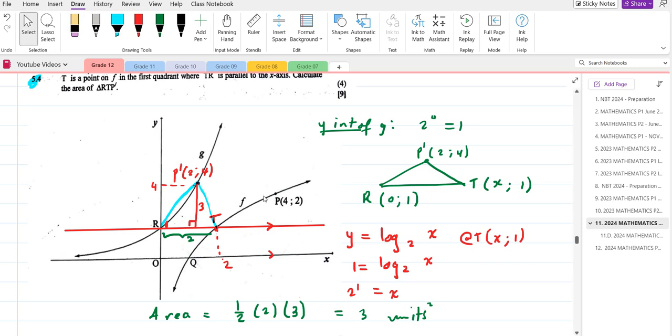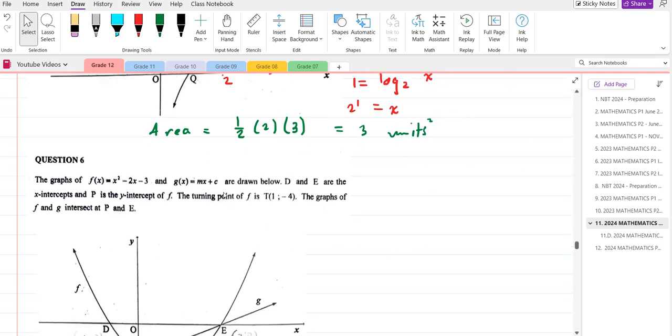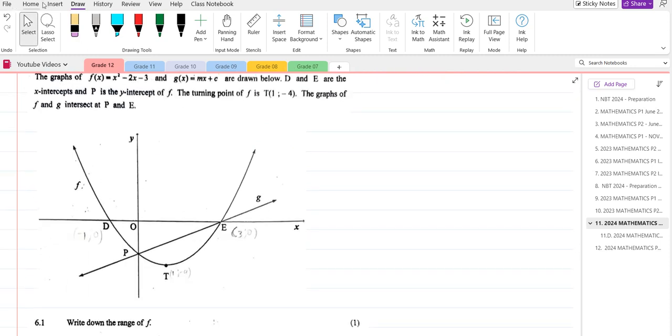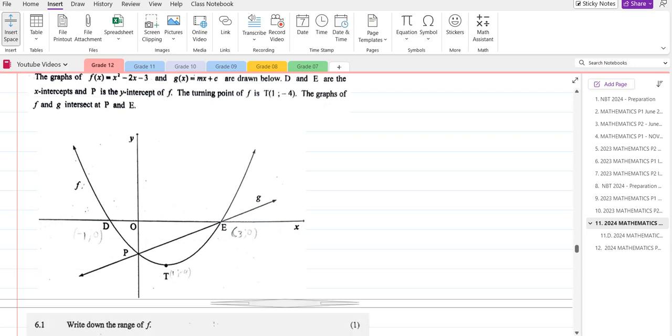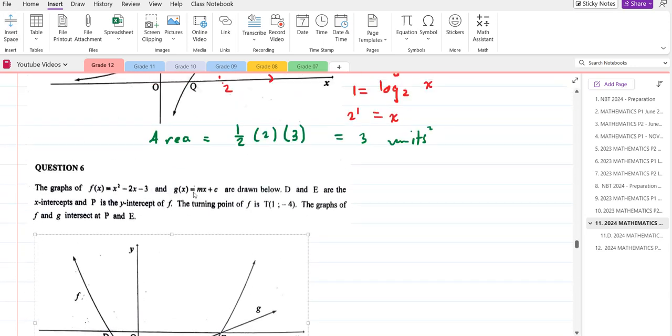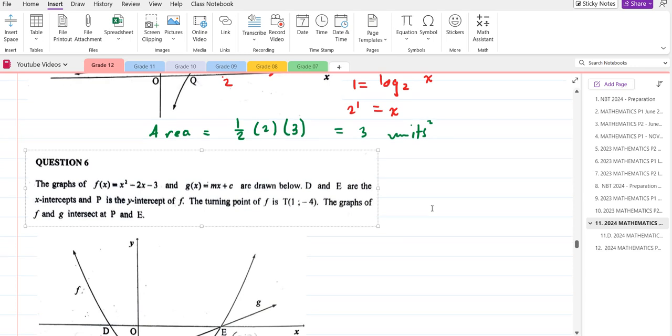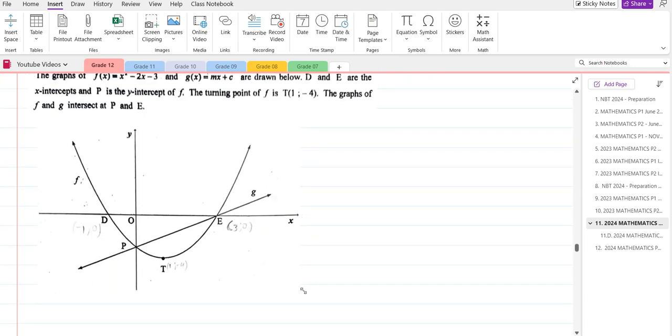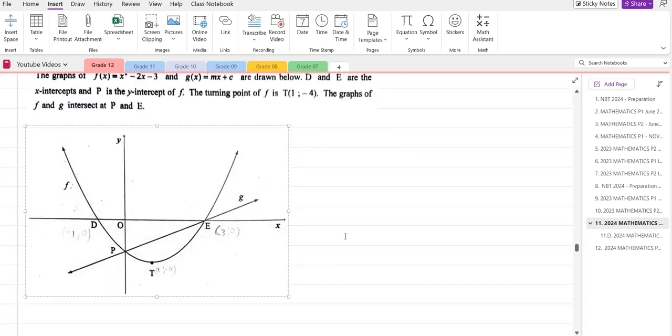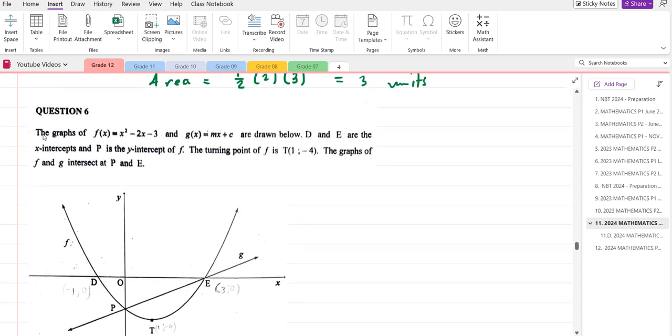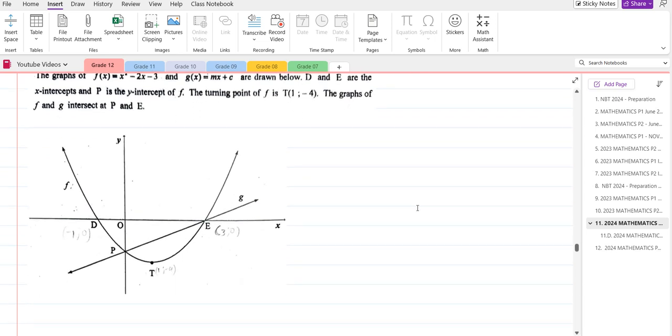Right, let's continue on to the next question. Question 6. Alright, in question 6 we have a parabola and a line. So this should be simple. The graphs of f of x and g of x are drawn. D and E are the x-intercepts and P is the y-intercept of f. So you have a common x-intercept and common y-intercept. The turning point of f is 1 and negative 4. So you can write that down.